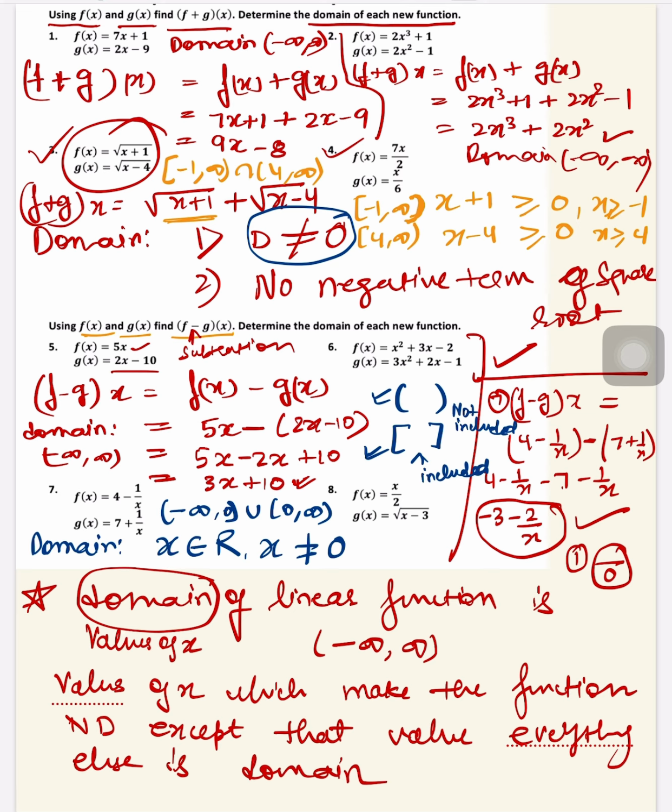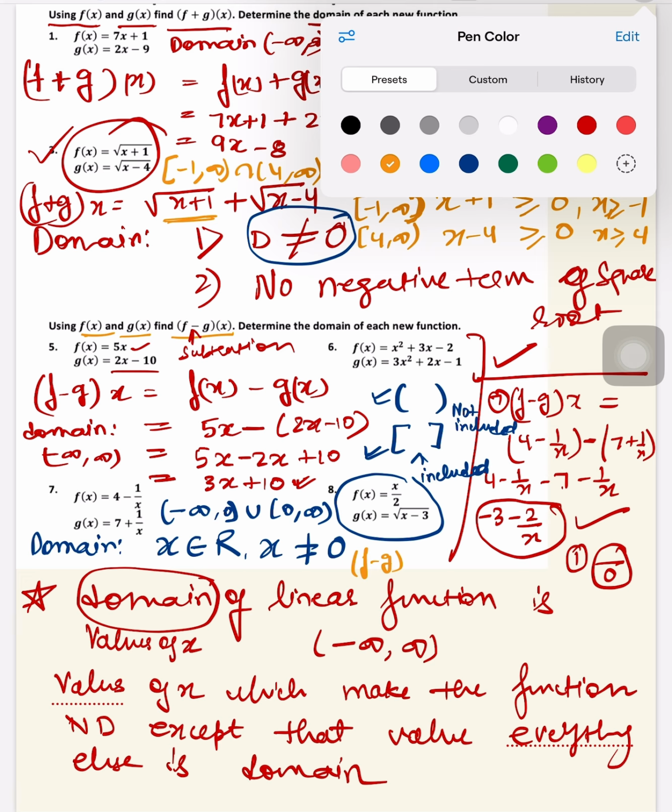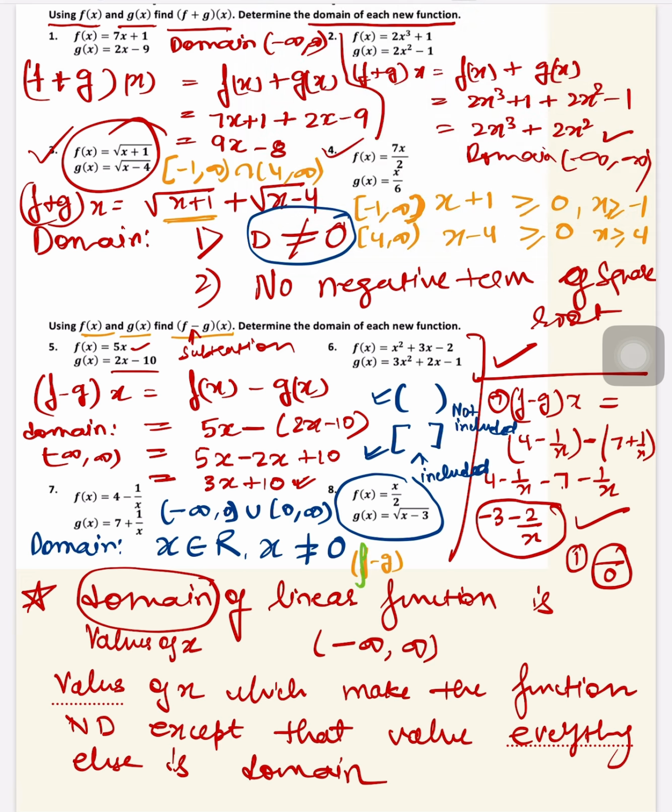Okay, and for the eighth one also, you can do the operation. The operation is not so difficult, you can just subtract them. If I write f minus g, you can use a different color so it's not difficult for you to recognize. So f minus g(x) is x over 2 minus square root of x minus 3. Correct? So the operation is not the issue. The question is about the domain. I just told you there can be no negative term inside the square root, because that doesn't give you a real answer. So the function is not defined at that point.